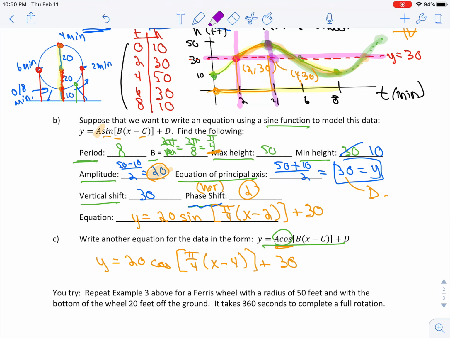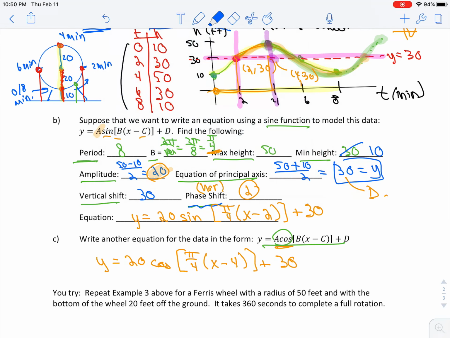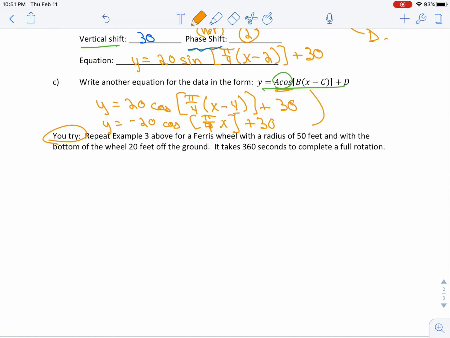You could also do the upside down cosine, which is right here, and then that wouldn't have a horizontal shift at all. And so you could also do y equals, but it's upside down, isn't it? So y would be equal to negative 20 cosine of pi over 4x, because this value would just be 0 right here, and then plus 30. And I would invite you to try those out on your calculator and convince yourself that they work. The last one, the U-try problem, I will just write that one up and post a complete answer key for that.